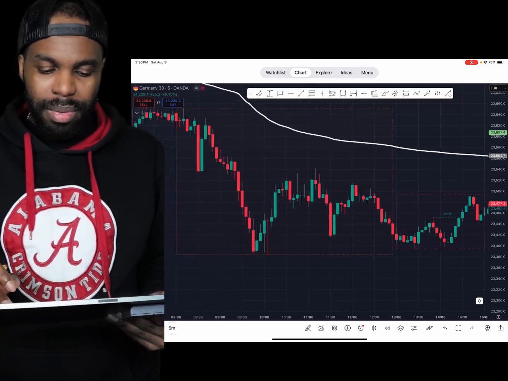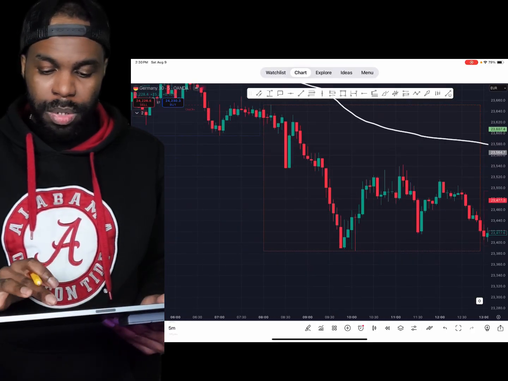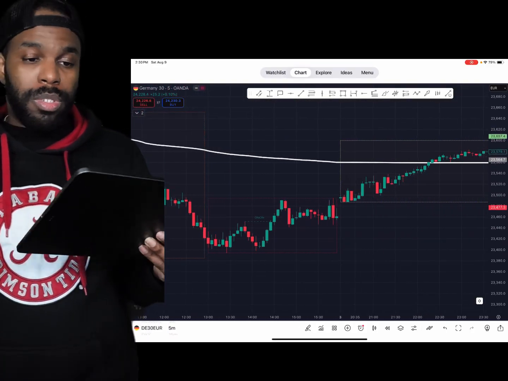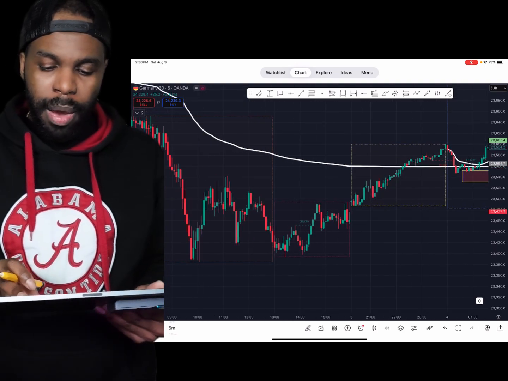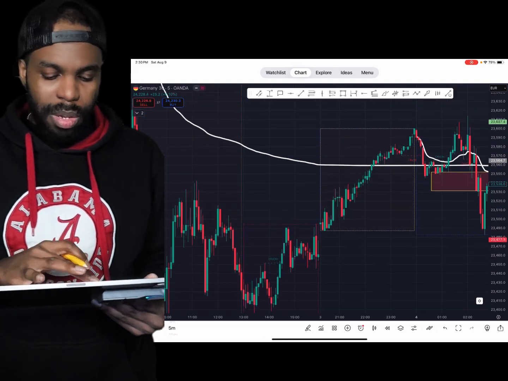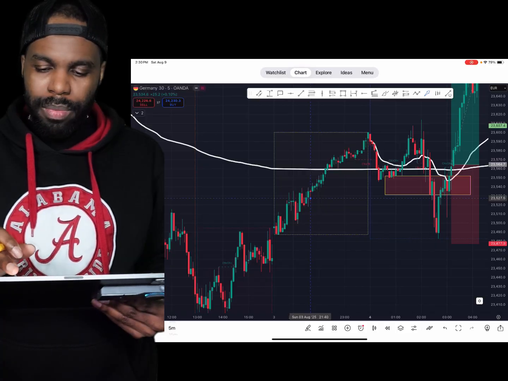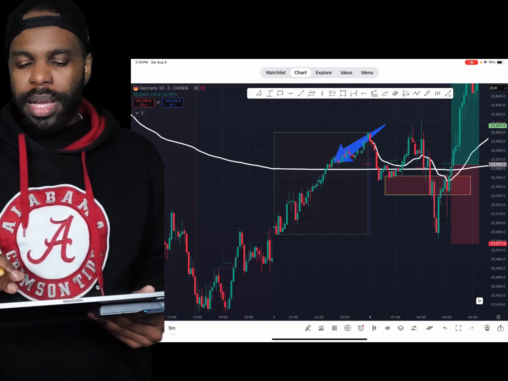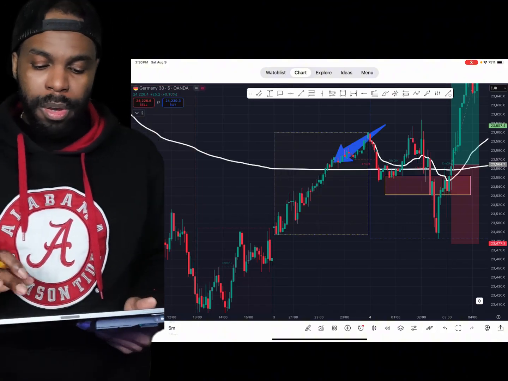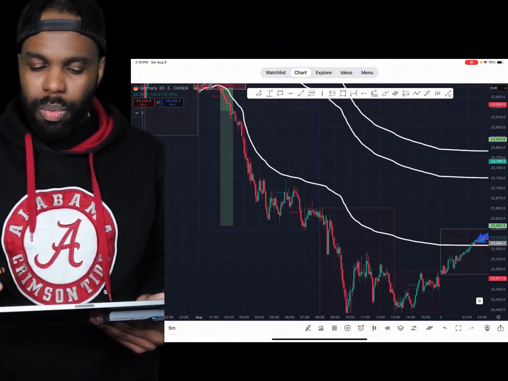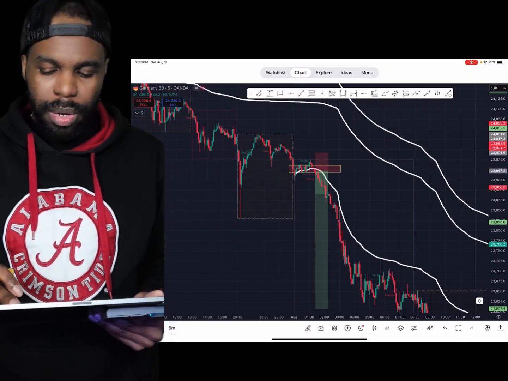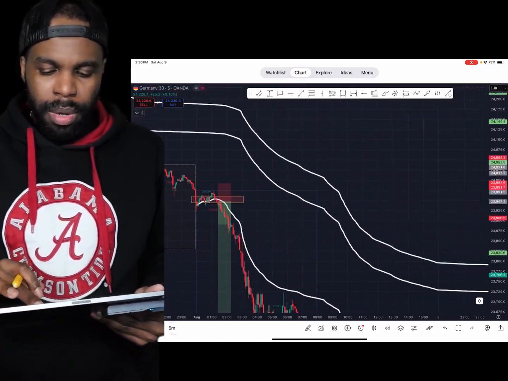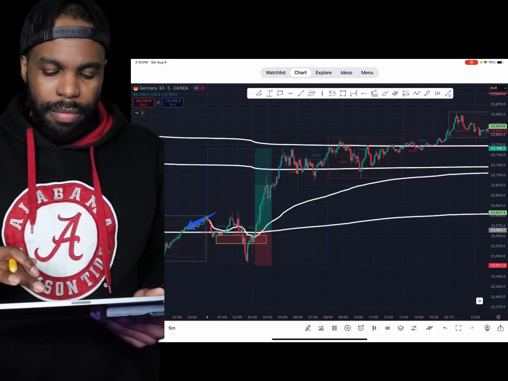But guys, you would have made so much money if you would have just got out down here. But yeah, if you were still holding the trade, this is where you would have got out, right here on that handoff break. You would have got out of that trade right there. Okay, so that's how you know when to get out of the trade. Matter of fact, let me see.